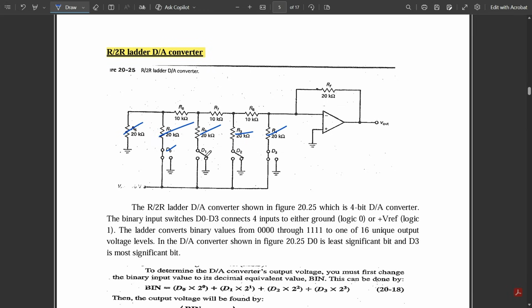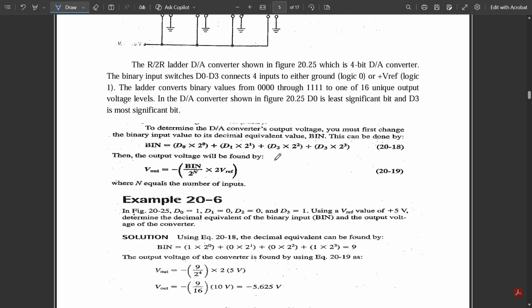These four switches would be operating as decimal values with respect to their open and close condition. Based on that, we would be getting all the combinations of decimal values, and this circuit would be analyzing that and converting the digital values into analog values, operating on the feedback value provided. So with respect to that, the formula is given: to determine the D to A converter's output voltage, you must first change the binary input value to its decimal equivalent value.